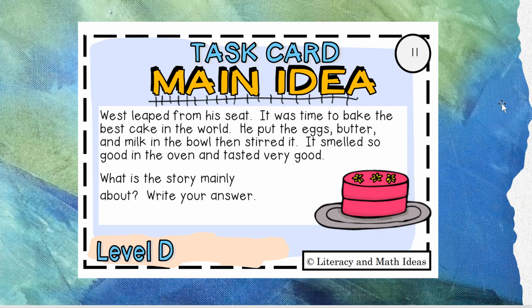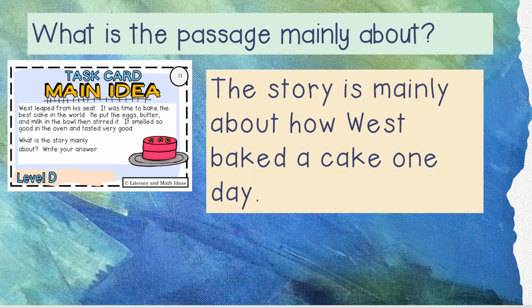So, what are most of the sentences talking about? Are most of the sentences talking about him leaping out of his seat? No, only one sentence is talking about that. Is it mostly talking about how the cake smelled so good? No. If we look at all the sentences, most of them tell about how he was taking the steps to actually bake a cake. So we can say that the story is mainly about how Wes baked a cake one day. So most of the sentences spend time talking and discussing about how Wes baked this cake.